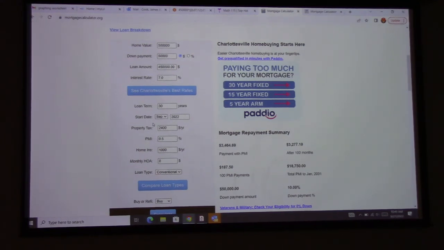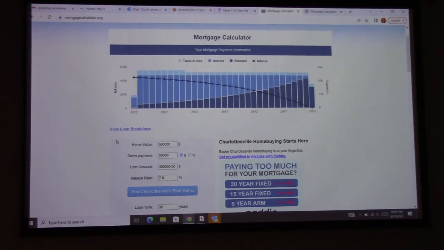Well, this has some property tax and other stuff. We'll just leave it for the sake of not messing with the website too much, but I really just want to look at this graph for you guys, okay? This graph is what I wanted to talk to you about.